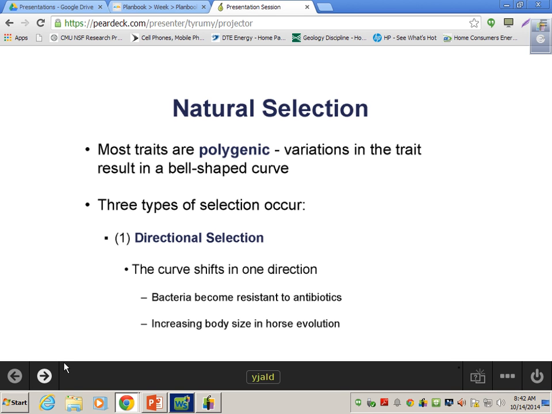Also, increasing body size in horse evolution is one example that's directly from your textbook, where the horses tend to keep getting bigger. Humans were no exception to that. What's getting bigger for us? Our skull, right? Our brain. We're using it more, so we're shifting to a larger skull size.